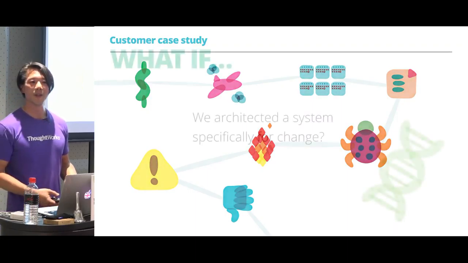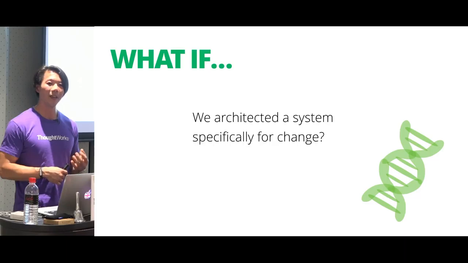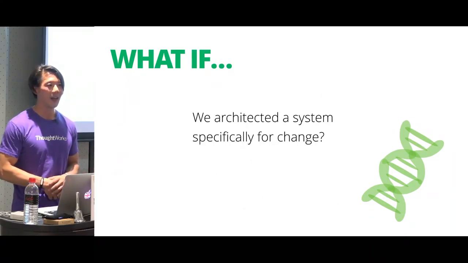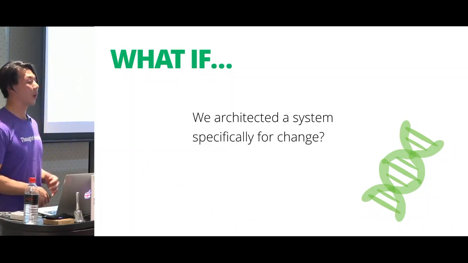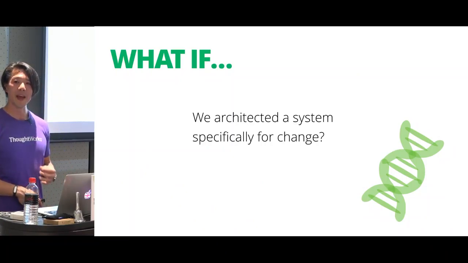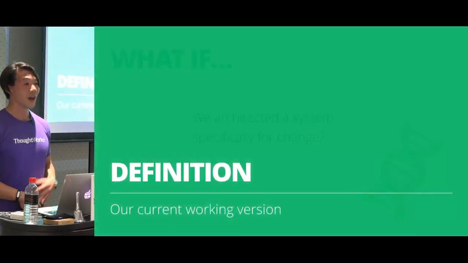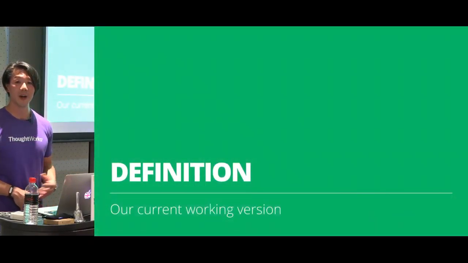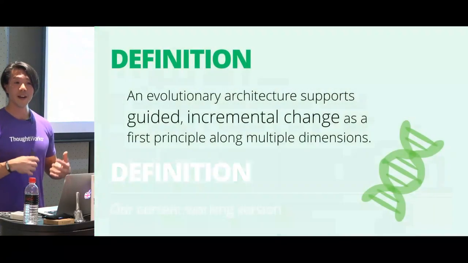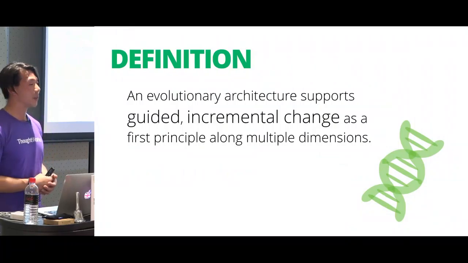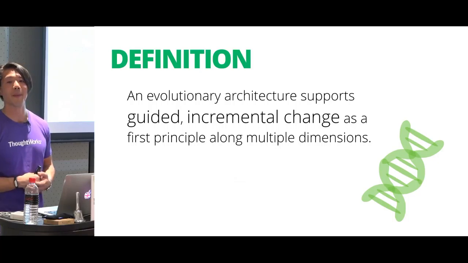So the question is, what if we architected a system where change was the key thing that we actually cared about? And this is bringing us back to the topic about evolutionary architecture. How does that change the way that we approach architecture if we make change that fundamental element and core? So as I said, we're working on a book, and this is our working definition of what evolutionary architecture is. An evolutionary architecture is one that supports guided, incremental change as a first principle among multiple dimensions.